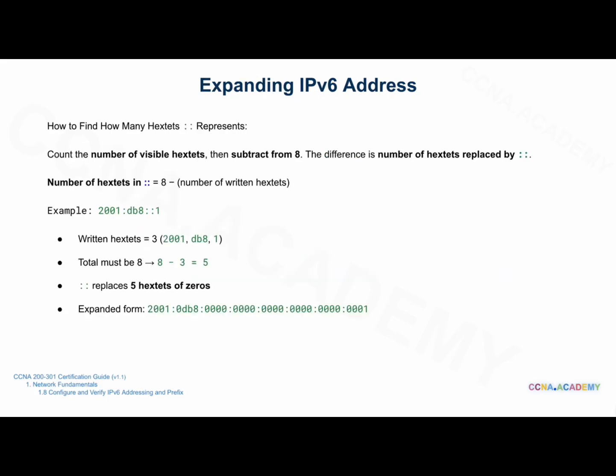To expand an address that uses a double colon, count how many hextets are written and subtract from 8. The missing number equals how many zero groups the double colon represents. For example, in 2001:DB8:1::, 3 hextets are shown, so the double colon replaces 5 groups of zeros.